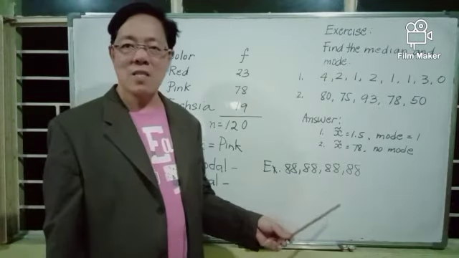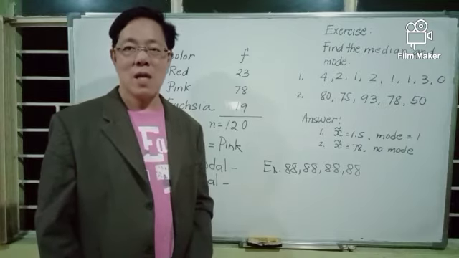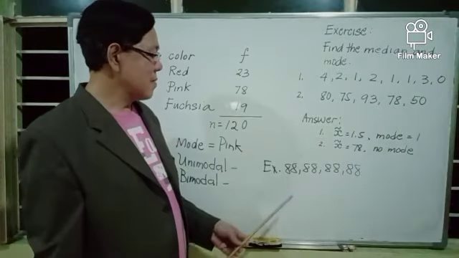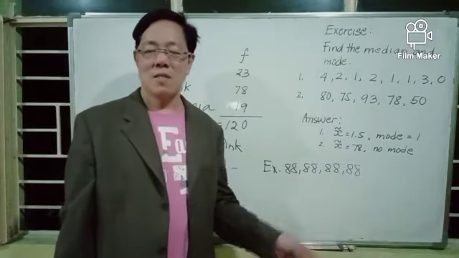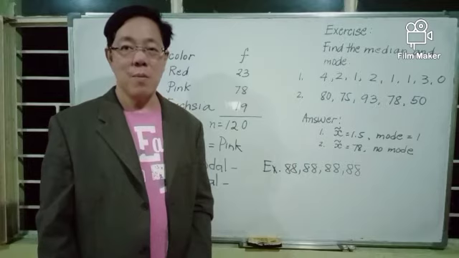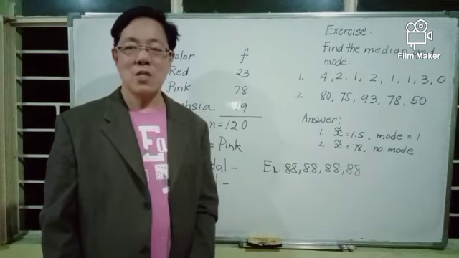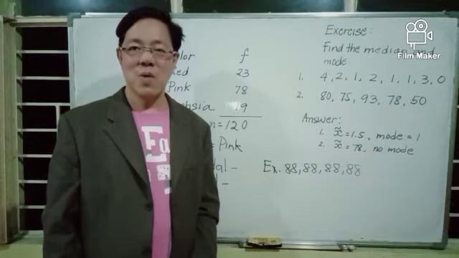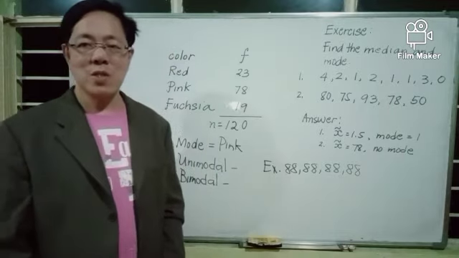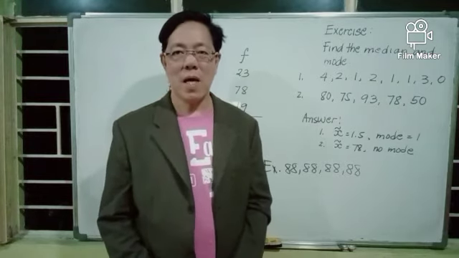But the set of data has no mode because the scores are all the same. There is not one score that has frequency greater than the frequency of the other scores. So this set of data has no mode. If in a set of data the mean, median, and the mode are all equal, then you can be sure that the distribution of scores or values or observations is normally distributed. That is one way to check if the distribution of scores is normal. The mean, median, and the mode are all equal and the same.